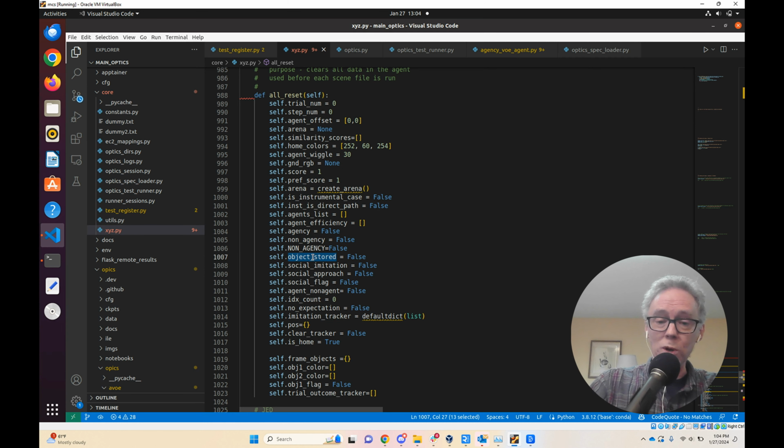Is it the object that was stored? Or is it a Boolean? So yeah, this is clearly needing to be more represented as a Boolean. And the way I always do that is with an is underscore in front. It just makes it unambiguous.